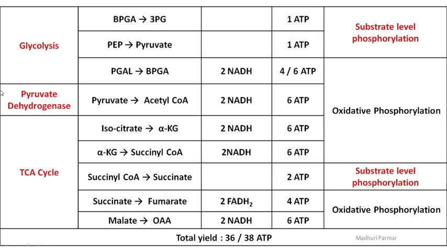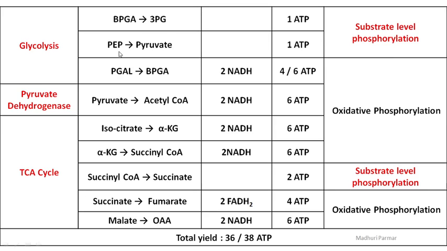We start with the first pathway, which is glycolysis. In glycolysis, there is a reaction where 1,3-bisphosphoglycerate is getting converted into 3-phosphoglycerate. At this point, you are getting 1 ATP. Remember this reaction will be proceeding in double, because from one molecule of glucose, you are getting 2 molecules of bisphosphoglycerate. So 1 molecule of bisphosphoglycerate getting converted into 3-phosphoglycerate will give you 1 ATP. This is an example of substrate level phosphorylation.